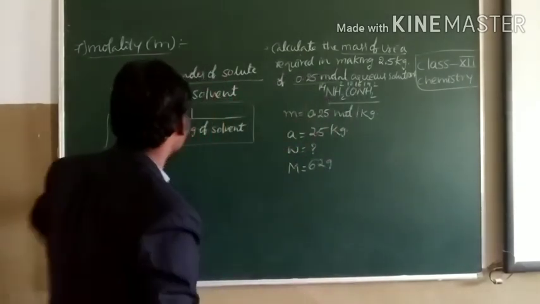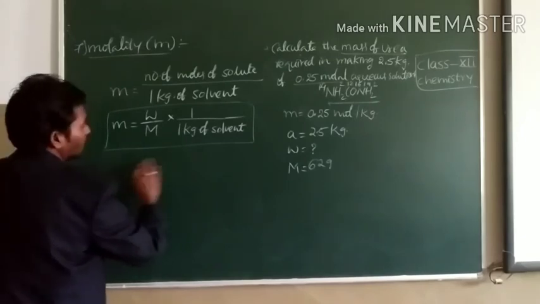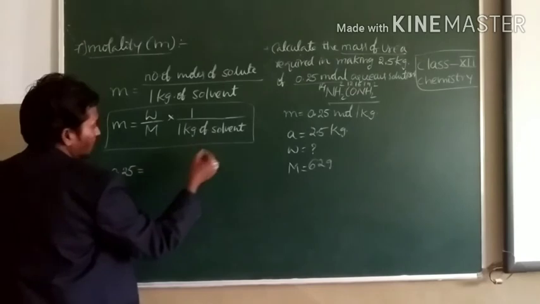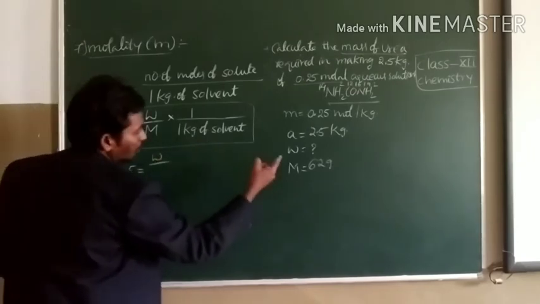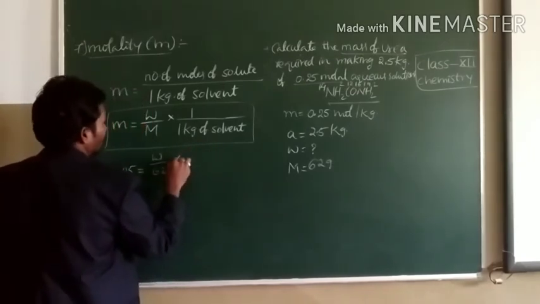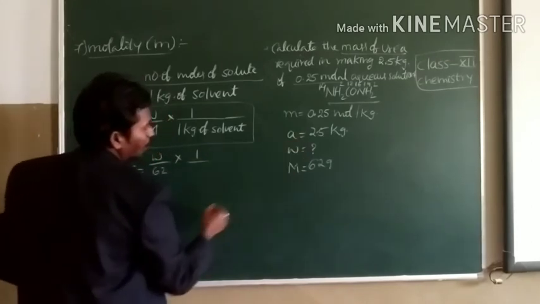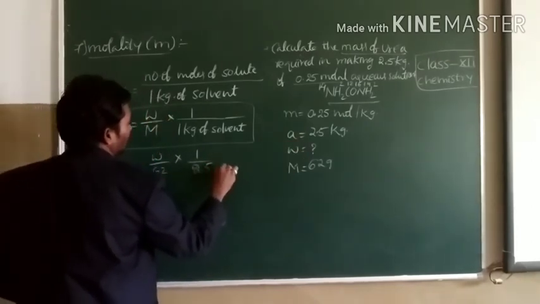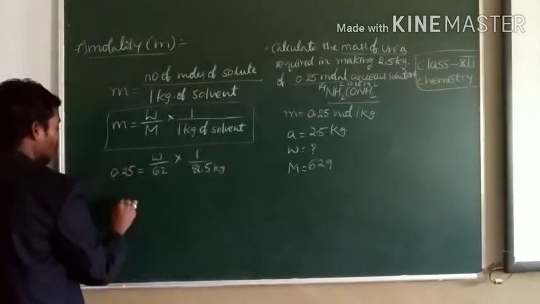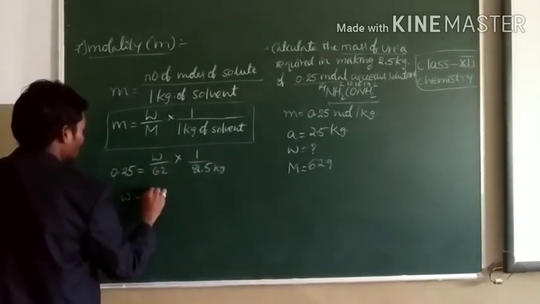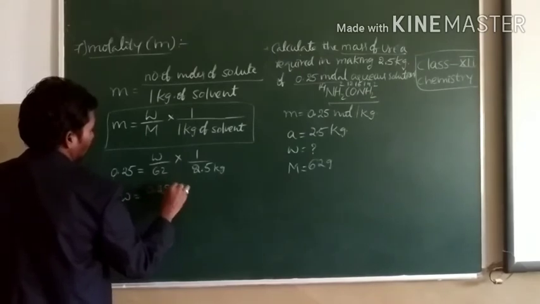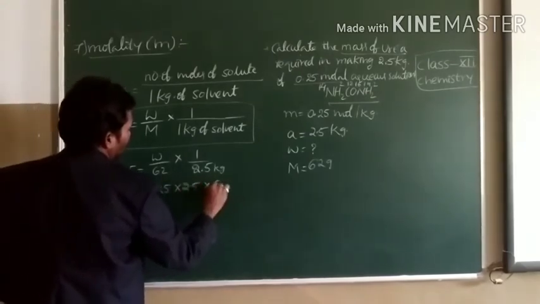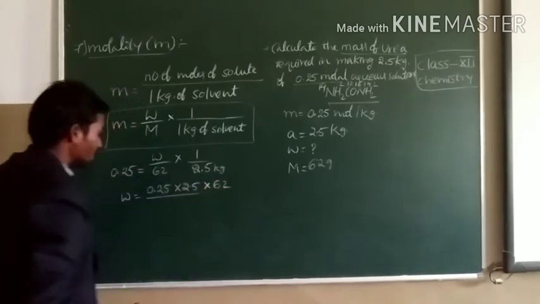Substitute the values in the formula. Molality is equal to molality, they gave the value 0.25. Mass we have to find. Molar mass 62 into 1 by mass of solvent 2.5 kg. What do we want? W we want. So W is equal to 0.25 into 2.5 into 62. Simplify this, children.